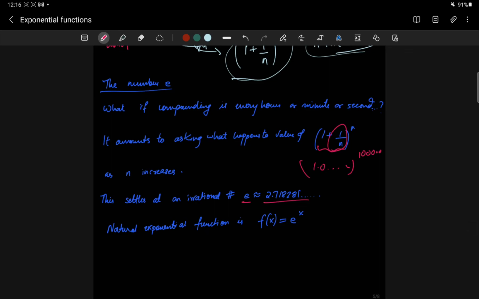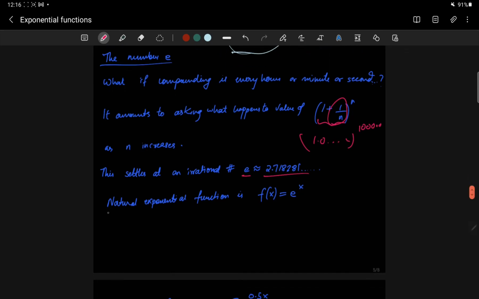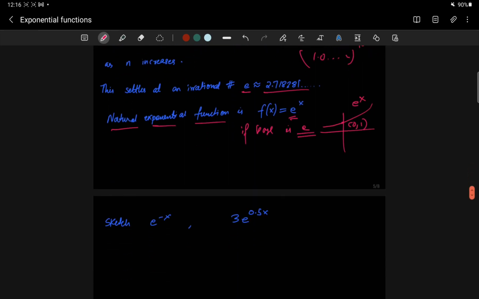And because it happens due to this natural process of compounding, we call this the natural exponential function when the base is e. So e is just 2.718, which means if you were to plot this function, it would look like just an old exponential function. Nothing special about it in that sense. What is special is just the number e, that it's another irrational number like pi, and it occurs in nature.